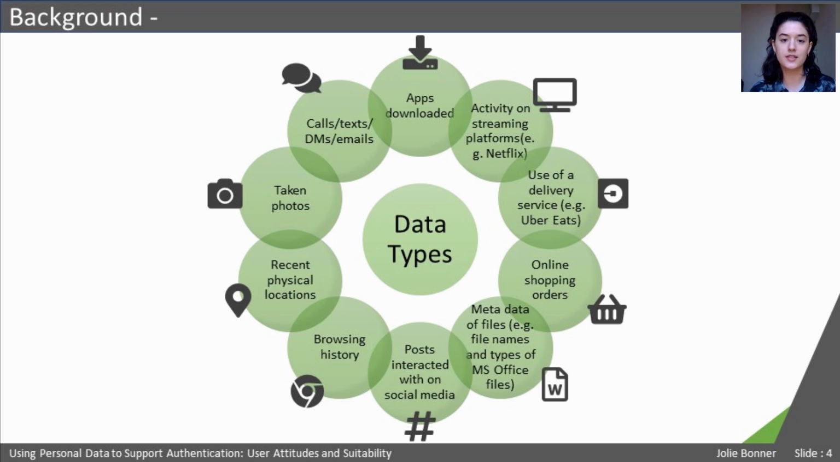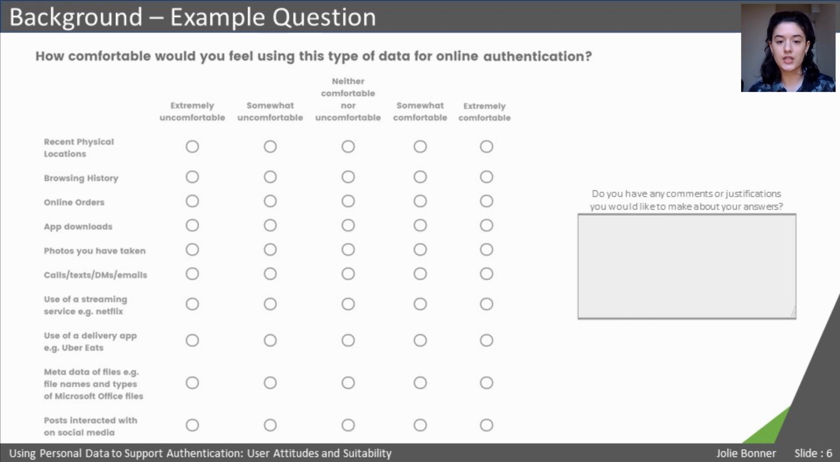personal data passwords. We were interested in understanding their perceptions across different data sources, and so we collated a list of 10 different data types to base our questions off of, such as activity on streaming platforms or recent physical locations. Most quantitative questions were asked on a 5-point Likert scale for each type, and most qualitative were asked for non-mandatory free response comment boxes.